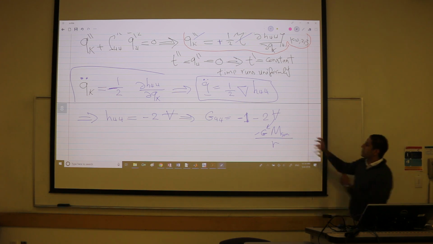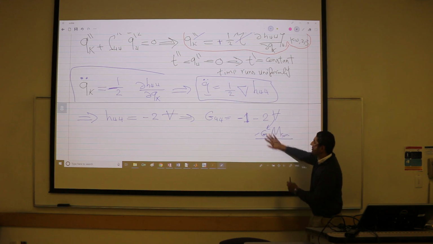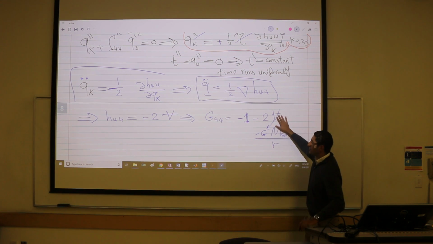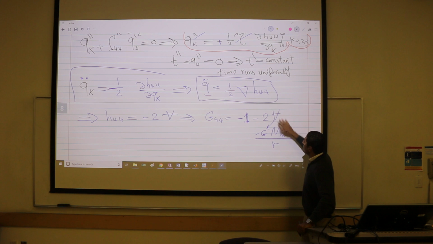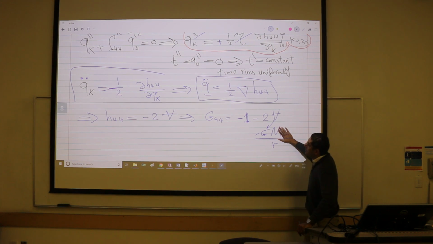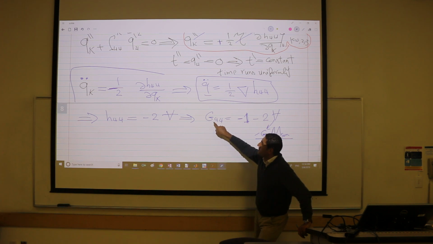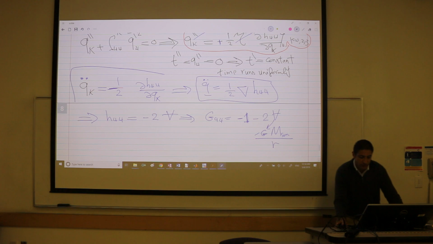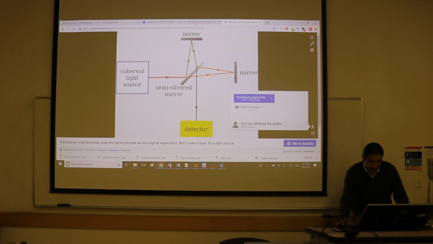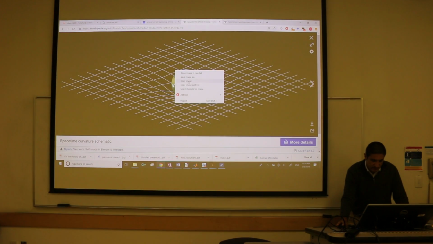So from the gravitational potential energy, from the gravitational field of the sun, you can modify your space. This gives you what? This gives me G44, the element 44 in the matrix, right? So it gives you Christoffel symbols. It gives you the curvature of your space. I'll just add this picture. Hopefully it doesn't.